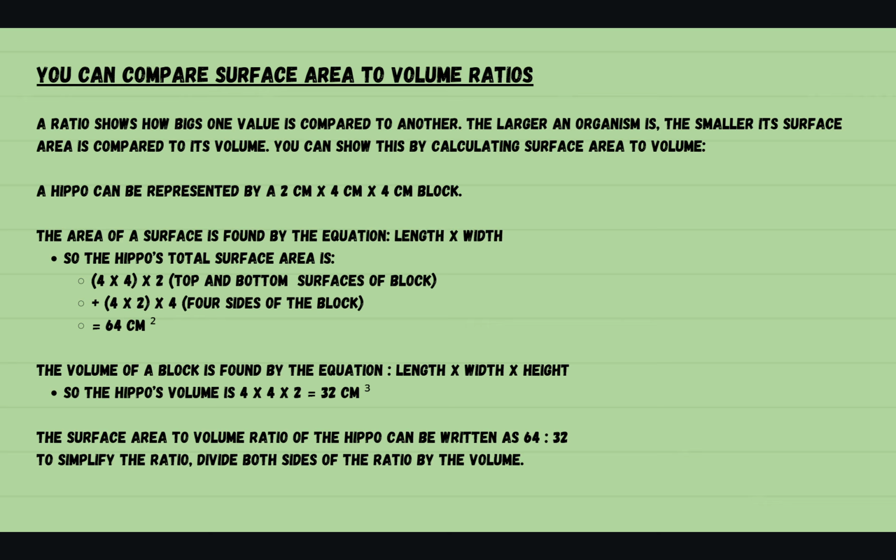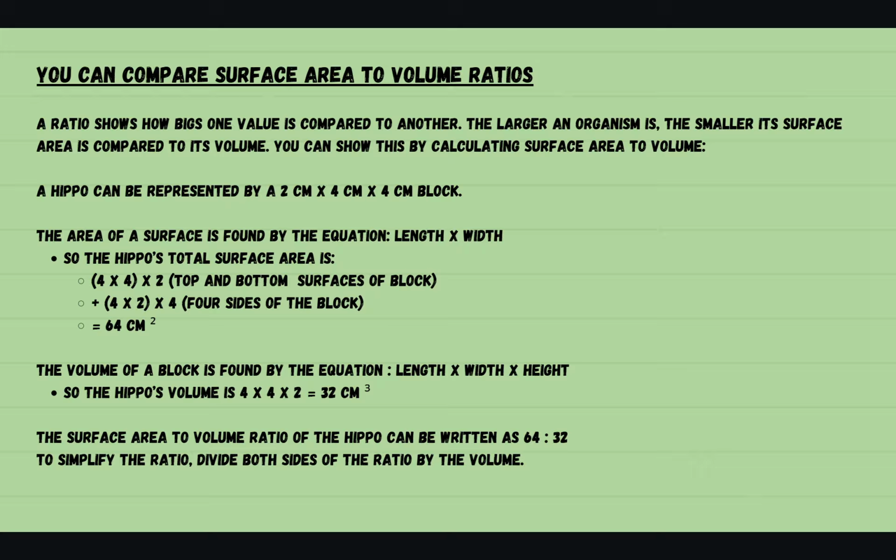For example, a hippo can be represented by a 2 cm times 4 cm times 4 cm block. The area of a surface is found by the equation length times width. So the hippo's total surface area is (4 times 4 times 2), where the brackets show the top and bottom surfaces of the block, plus 4 times 2 times 4, which is the 4 sides of the block added on to the original top and bottom surfaces, giving us 64 centimeters squared.